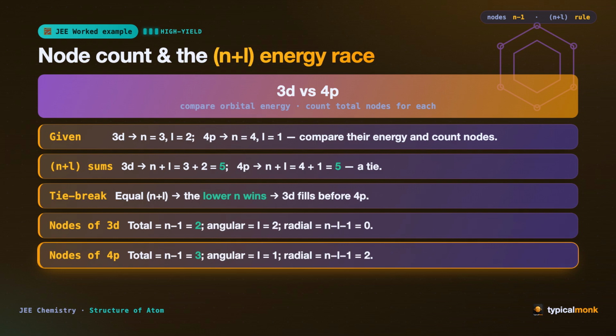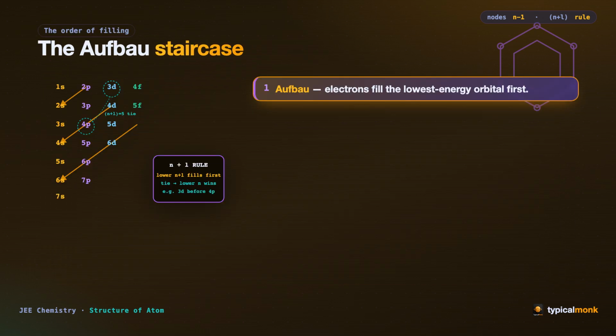Same tie-breaking logic, same node formula, one numerical, JEE's two favorite ideas at once. Now the master map, the order in which orbitals actually fill, and the very same 3d, 4p tie from a moment ago, seen on the staircase itself.